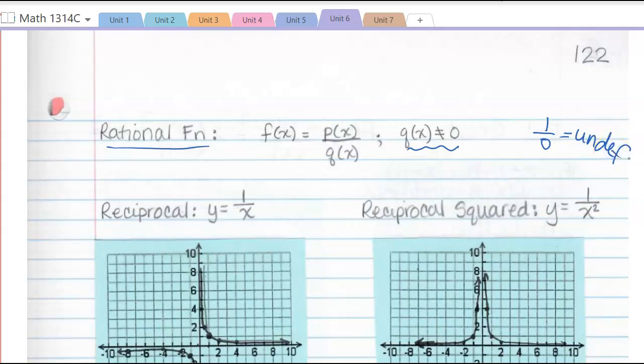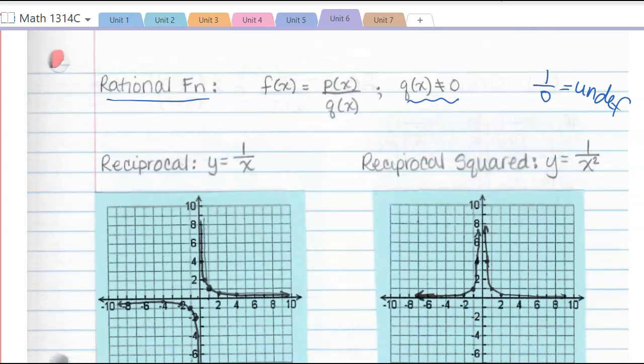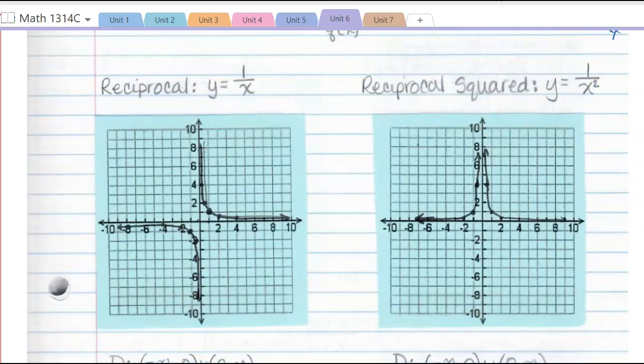So let's review our two basic reciprocal functions that are in the form of a rational function. One of them would be the reciprocal function, y is equal to 1 over x, and I've graphed it here, and the reciprocal squared, which would be y is equal to 1 over x squared, and I've graphed it here. You can see these in your parent functions on pages 57 and 58.